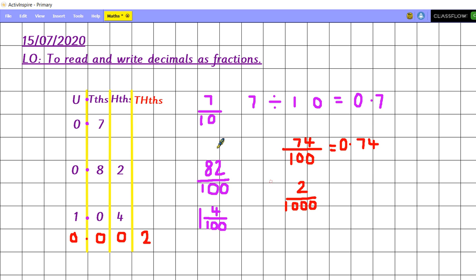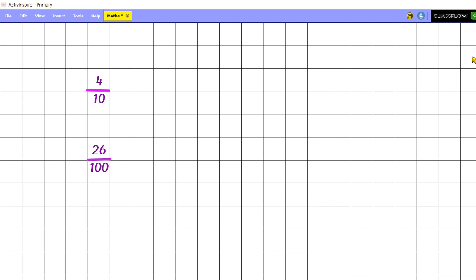Just remember, if I had, for example, 4 wholes and 2 thousandths, then this 0 in my units column would be a 4, because I've got 4 whole numbers, 4 units, and then I've got 2 thousandths, 4.002. Okay, let's move on.